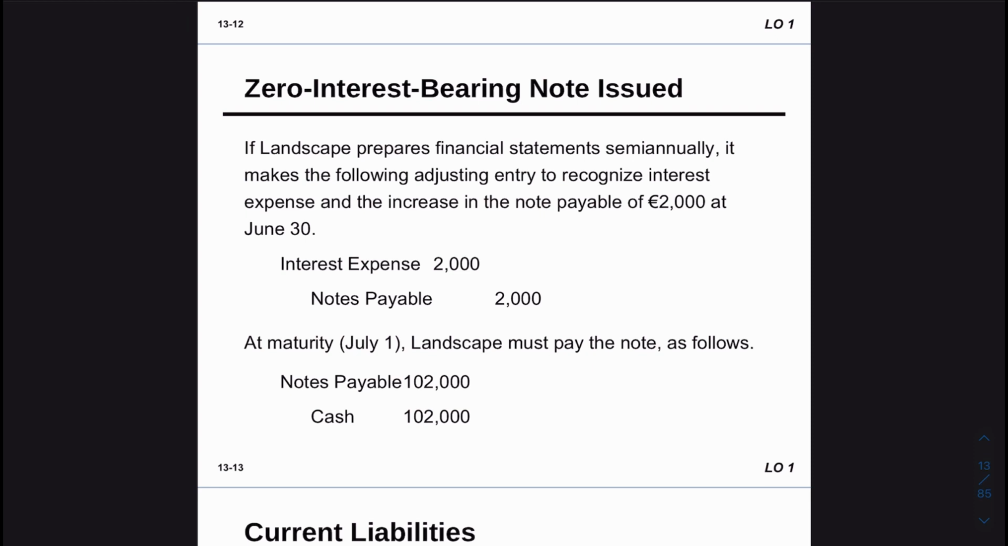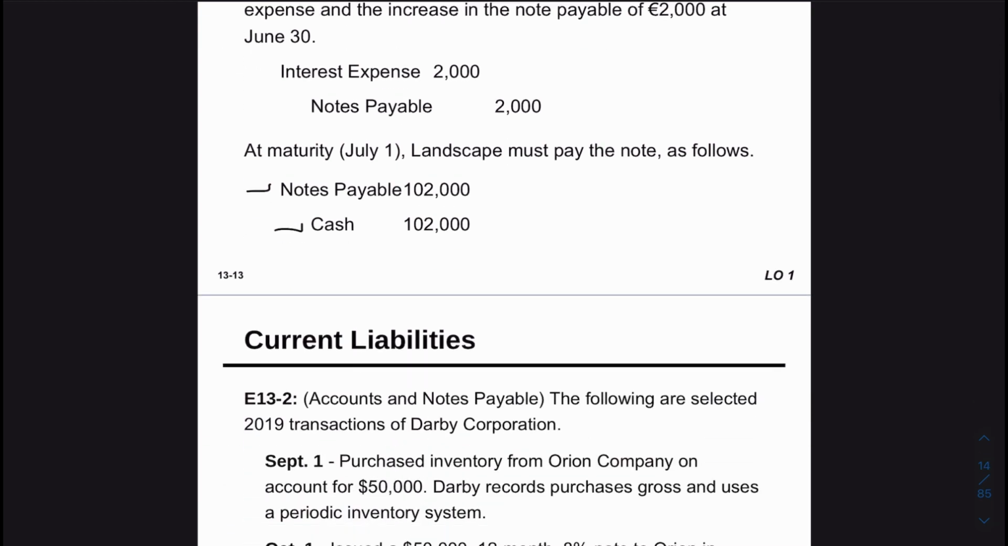And this is the only difference when it comes to interest notes: if the interest is stated, you will pay at the end the amount plus the interest, and you will have a separate account for the interest and the principal amount. But with zero interest bearing notes, you will pay the full amount, because the interest is hidden within that principal amount, within the present value of that note. So you will debit notes payable and you'll credit cash.